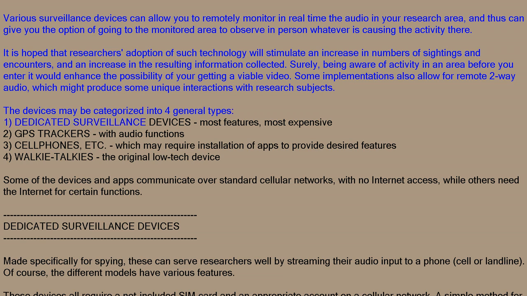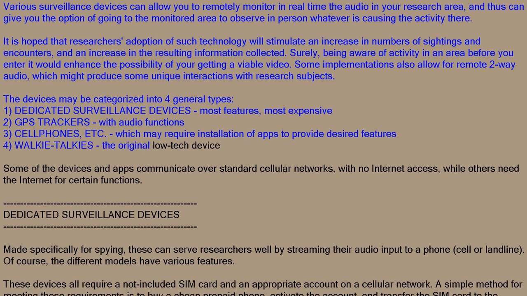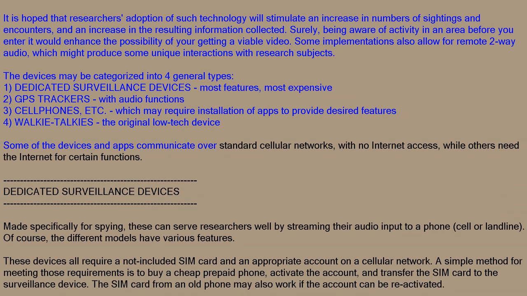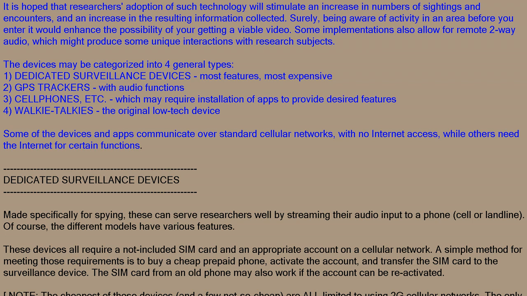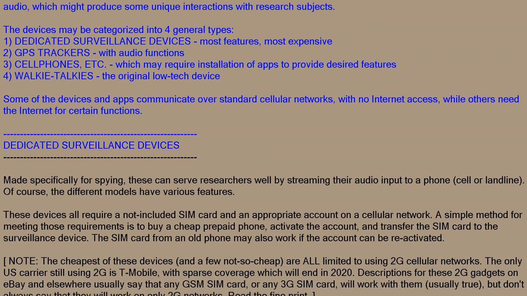1. Dedicated surveillance devices, most features, most expensive. 2. GPS trackers, with audio functions. 3. Cell phones, etc., which may require installation of apps to provide desired features. 4. Walkie-talkies, the original low-tech device. Some of the devices and apps communicate over standard cellular networks, with no internet access, while others need the internet for certain functions.